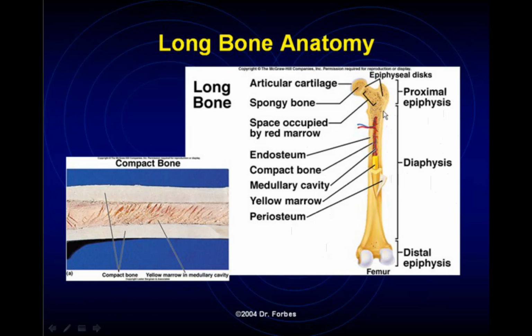However, the spongy bone that we see right here, the red marrow persists in the postpartum skeleton. So after birth, we still maintain the red marrow in the spongy bone, and that's actually where we produce our red blood cells as well as our white blood cells.